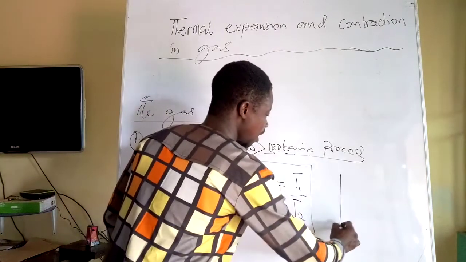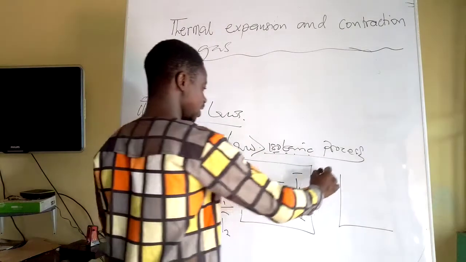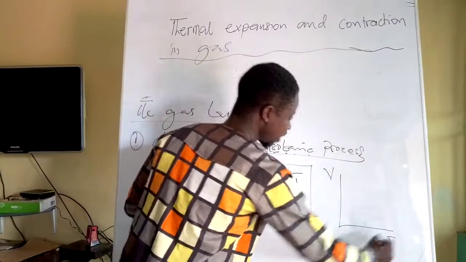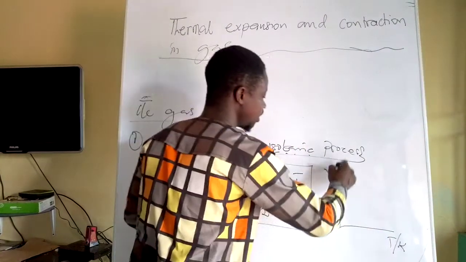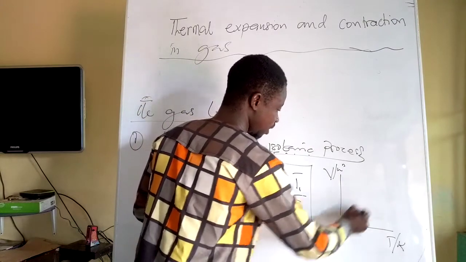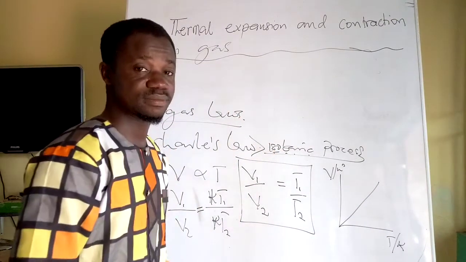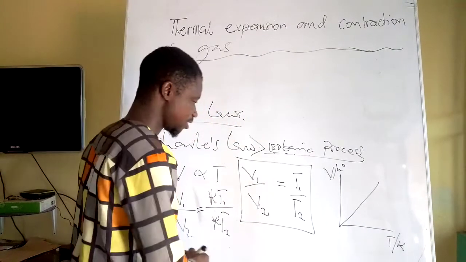Now, a graph, when we look at this critically, a graph of volume versus temperature. For temperature in Kelvin and volume in meters cubed, the graph is like this. It starts from the origin and it's linear.